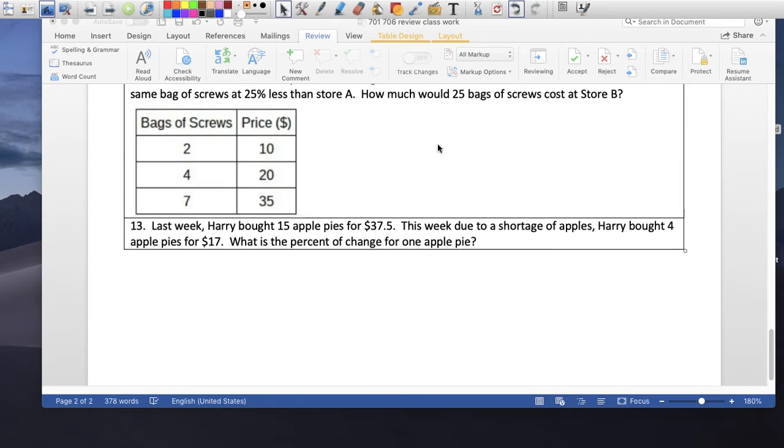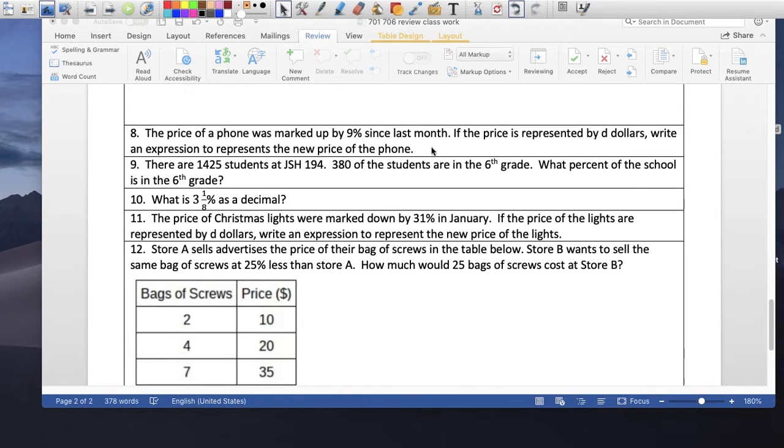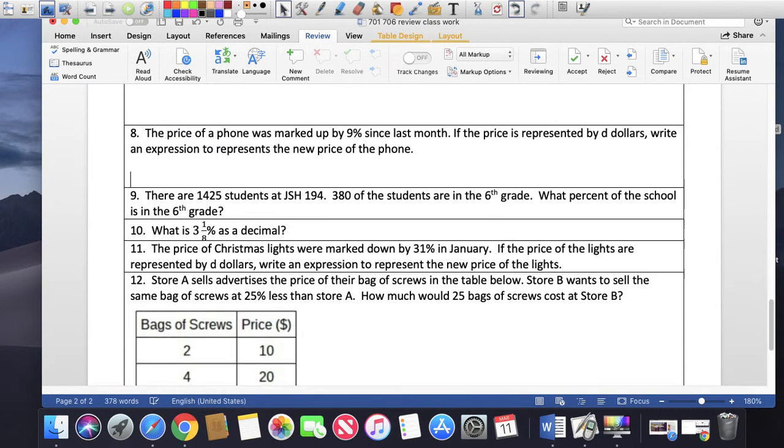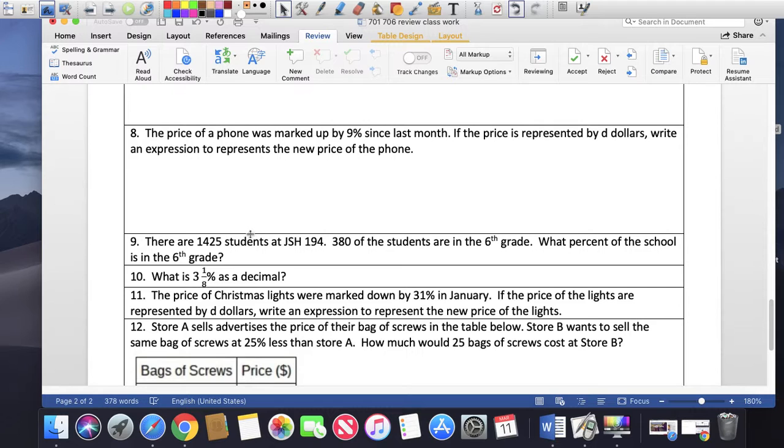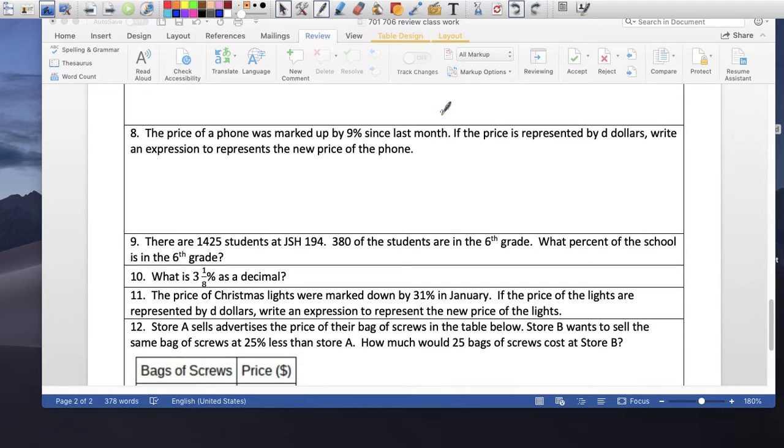8. The price of a phone was marked up by 9% since last month. The price is represented by D dollars. Write an expression to represent the new price of the phone.